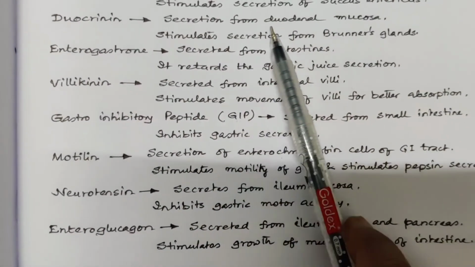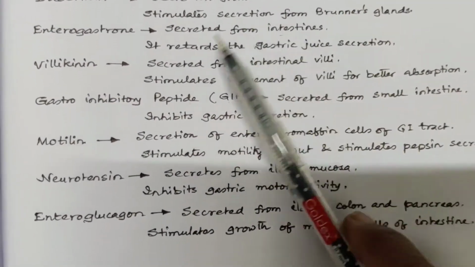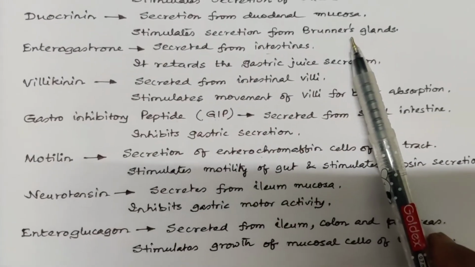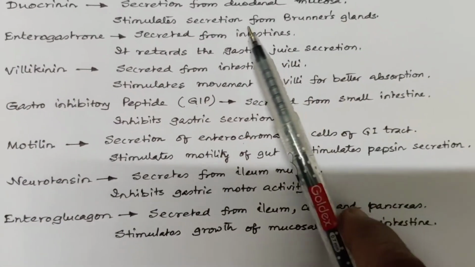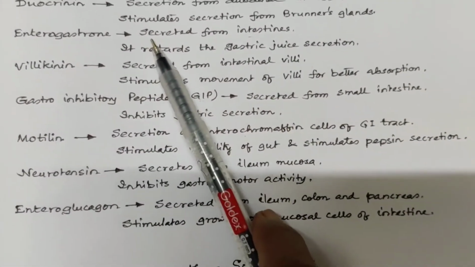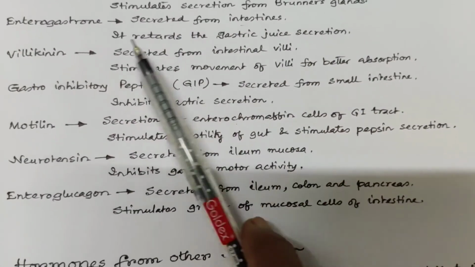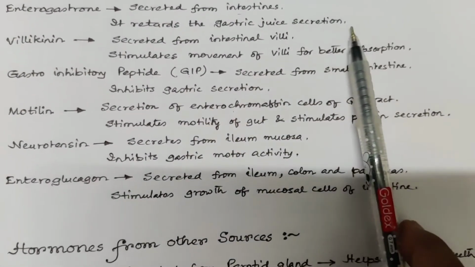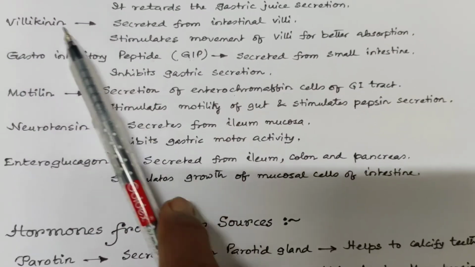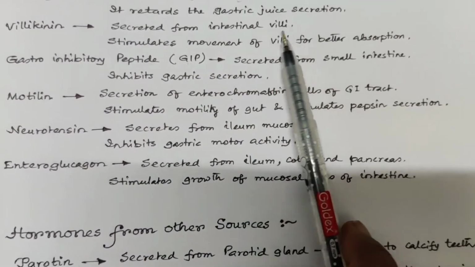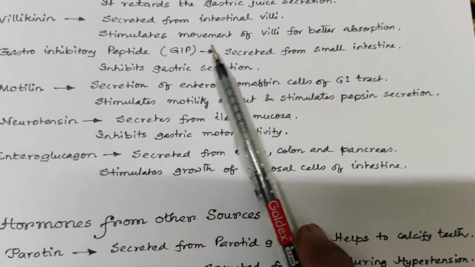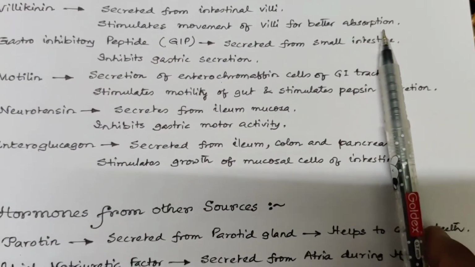Duocrinin is secreted from duodenal mucosa. Again, it stimulates secretion of Brunner's gland secretion. Enterogastrone is secreted from the intestines. It retards the gastric juice secretion. Villikinin is secreted from intestinal villi. It stimulates the movement of villi for better absorption.